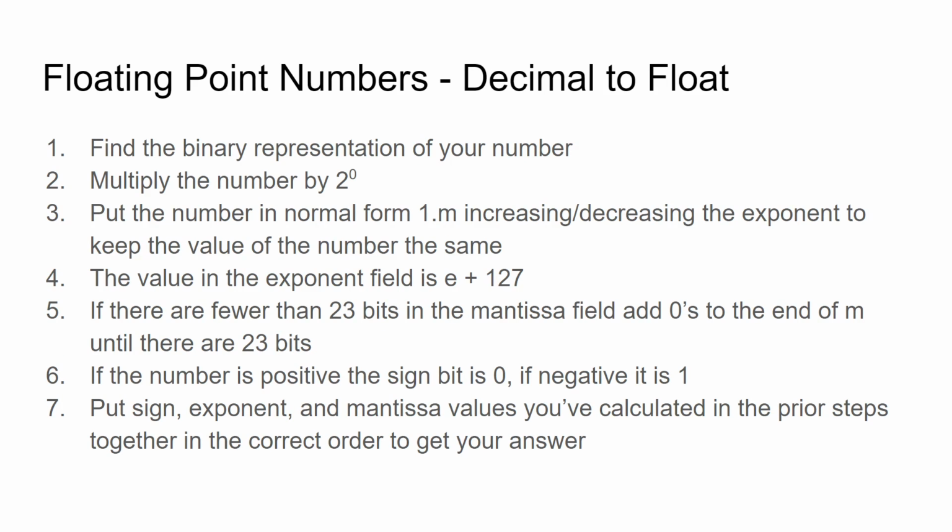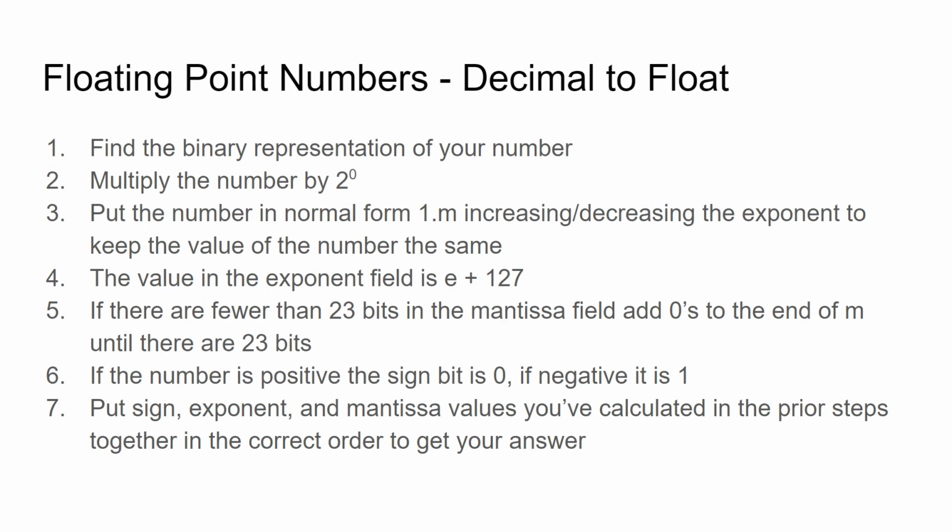So let's say we want to convert a decimal number to a float. Here's your list of steps. First, find the binary representation of your number. Second, multiply that number by 2 to the 0. 2 to the 0 is another form of 1, right? So multiplying by it is not changing the value.